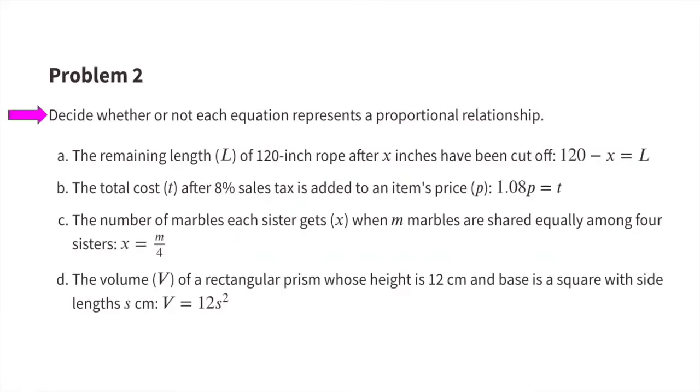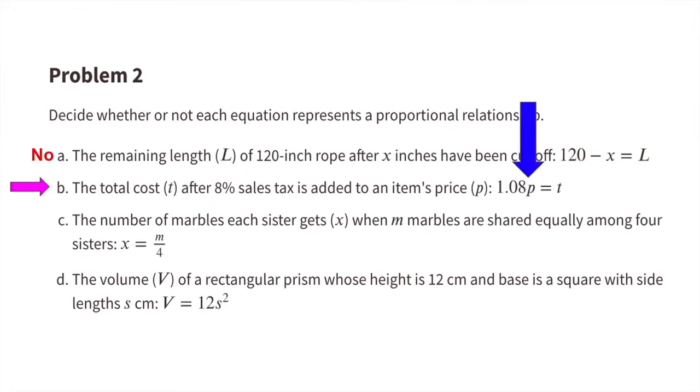Number 2. Decide whether or not each equation represents a proportional relationship. A. The remaining length of a 120-inch rope after X inches have been cut off. 120 minus X equals L. This subtraction sign tells me that it's not going to be a proportional relationship.